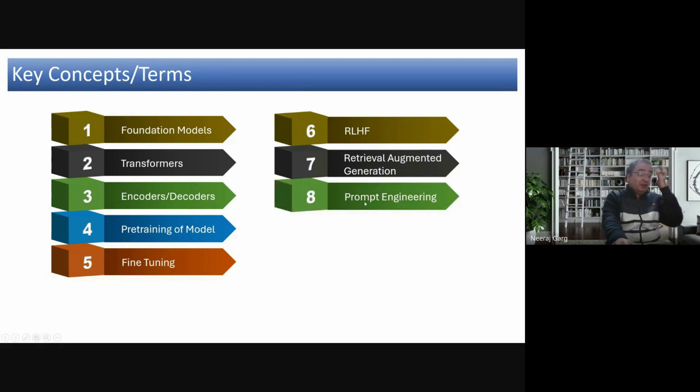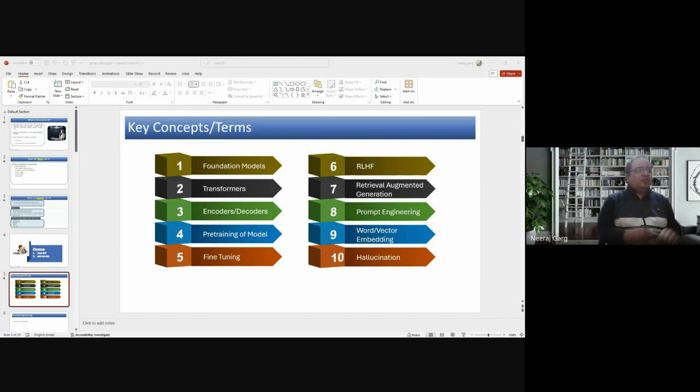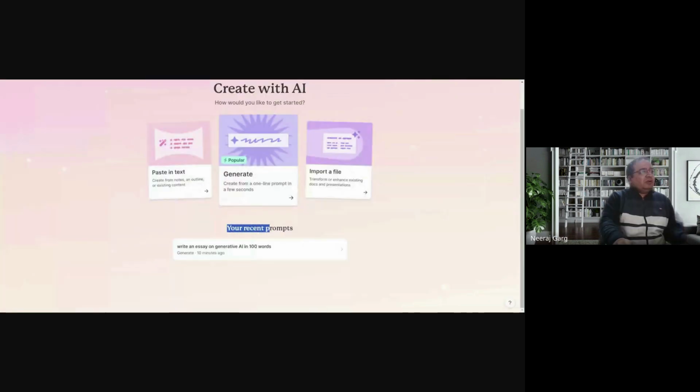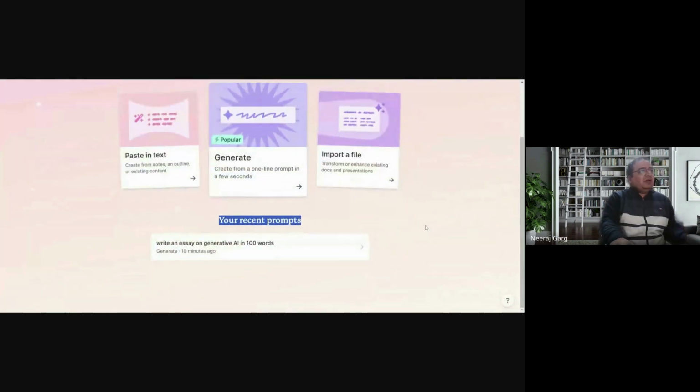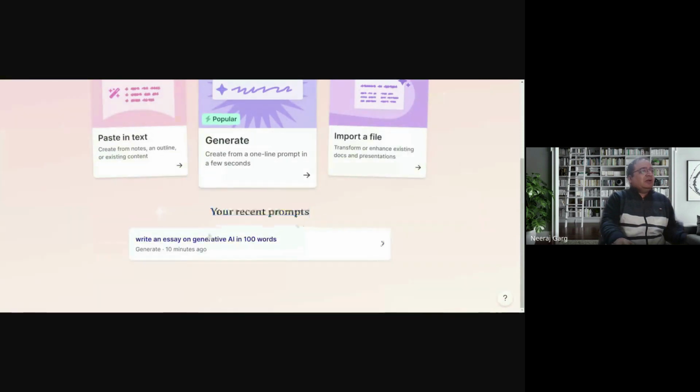And prompt engineering. When we used this app, gamma.app, we told that application to generate a document. Are you able to see my screen now? Gamma.app. Are you able to see your recent prompts? I hope you're able to see it now.